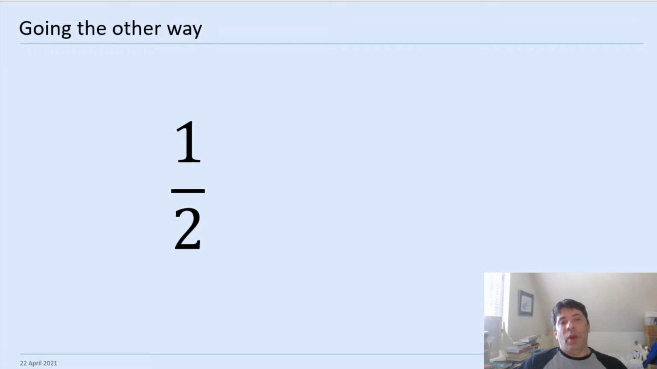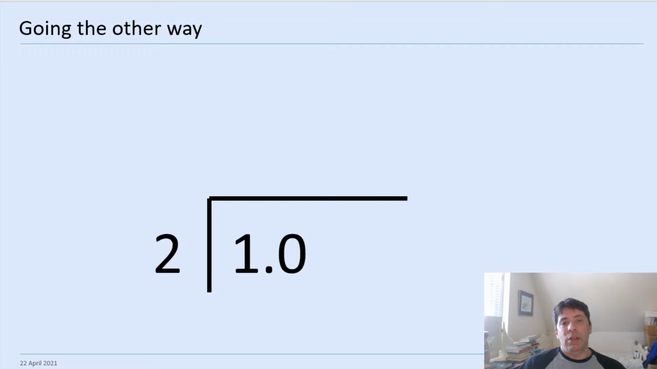And now we can go the other way. So what we're going to think about is dividing 1 by 2. So it's 2 into 1.0. 2 into 1 goes no times, carry the 1. 2 into 10 goes 5 times. So a half is 0.5, which is what we showed in the other direction, coming from the decimals to the fractions, rather than coming from the fractions to the decimals.